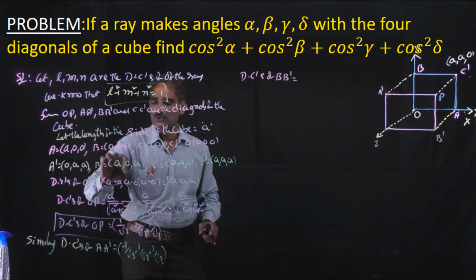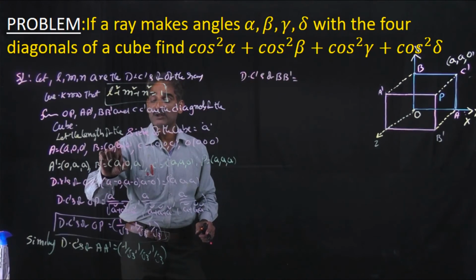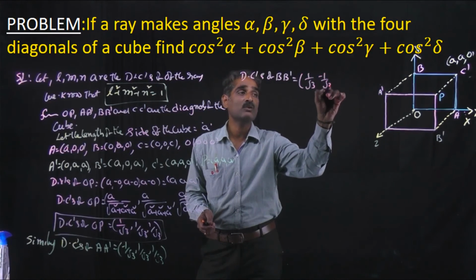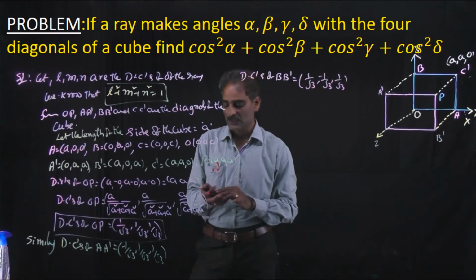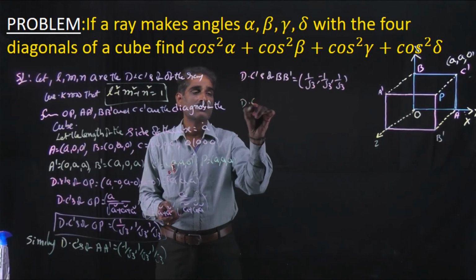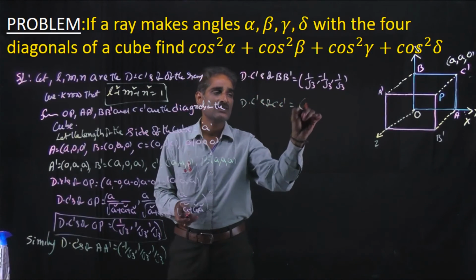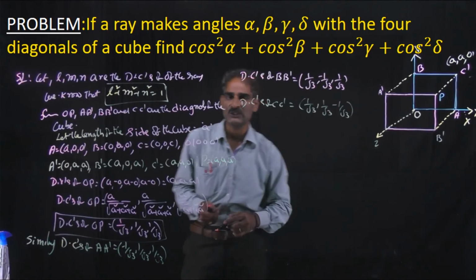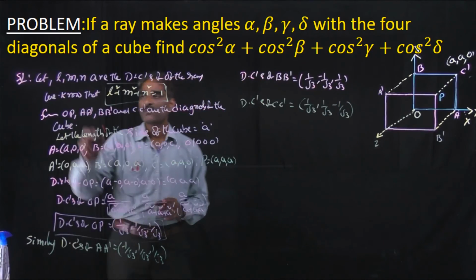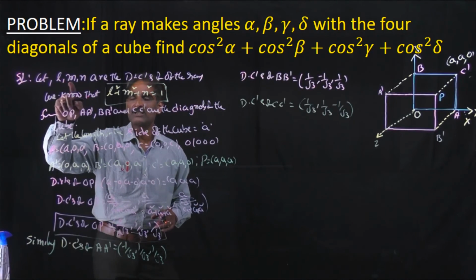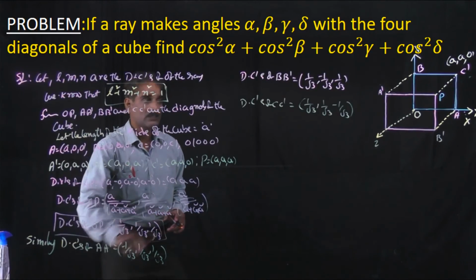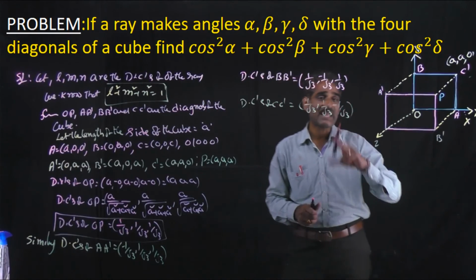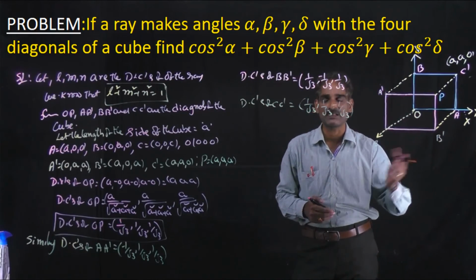For BB dash, A minus 0, 0 minus A minus 0, we are getting a negative for the y coordinate. Therefore, 1 by root 3, minus 1 by root 3, 1 by root 3. And the last one is the DCs of CC dash. We will get 1 by root 3, 1 by root 3, minus 1 by root 3. These are the five sets of DCs: the DCs of the ray and the DCs of the four diagonals. We have to find the angles made by the ray with the four diagonals.